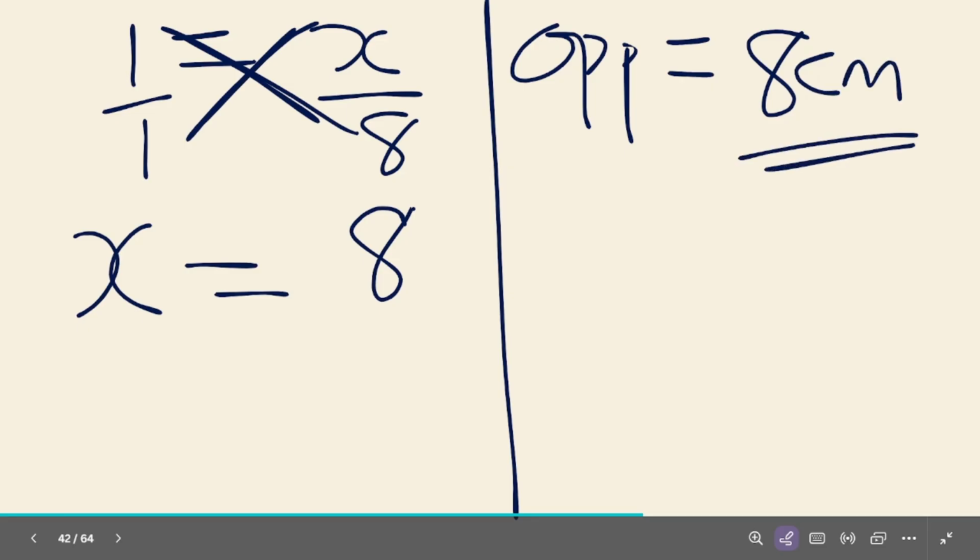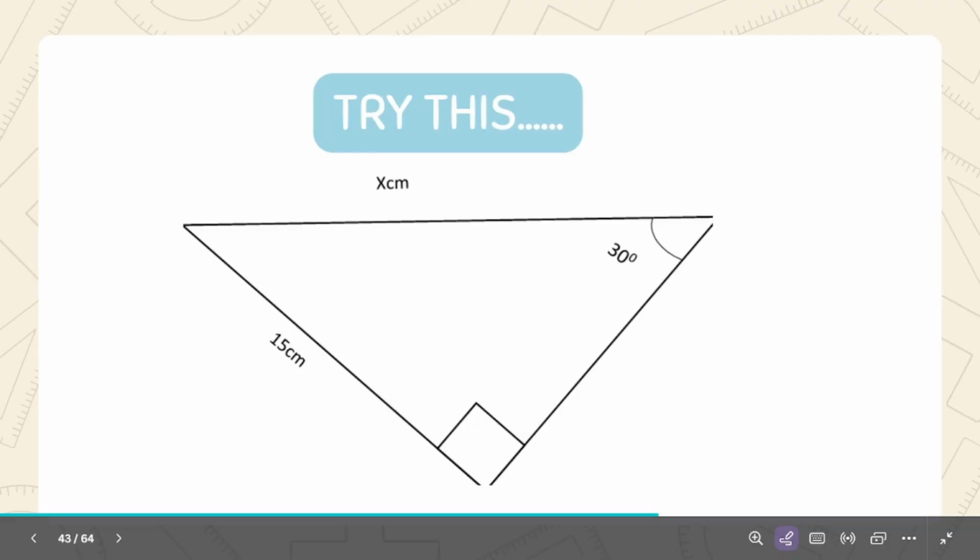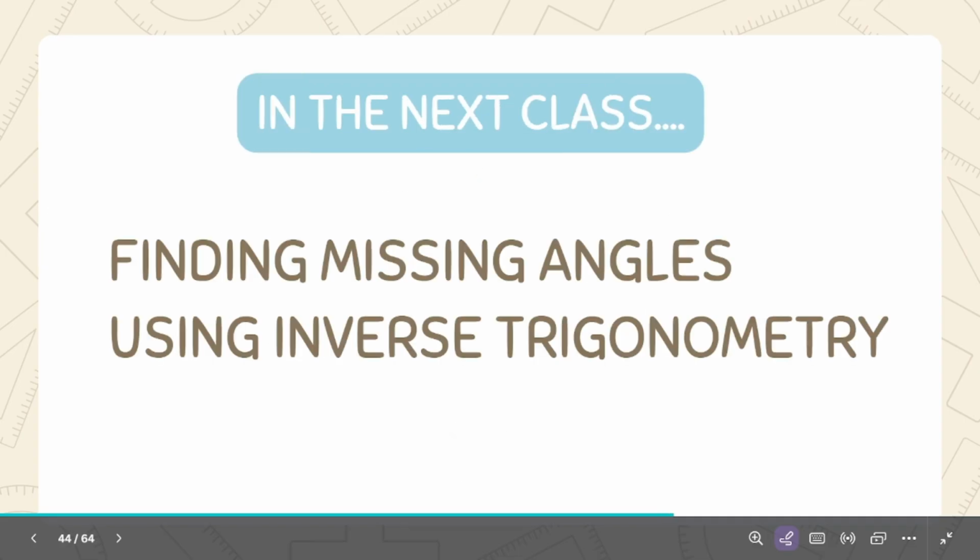So this is how to find the missing sides of a right angle triangle using SOHCAHTOA. Try this. The angle of interest is 30. Try to identify the 3 sides. Solve for this side, x, and drop your answer in the comment section. In our next class, we will be finding missing angles using inverse trigonometry.